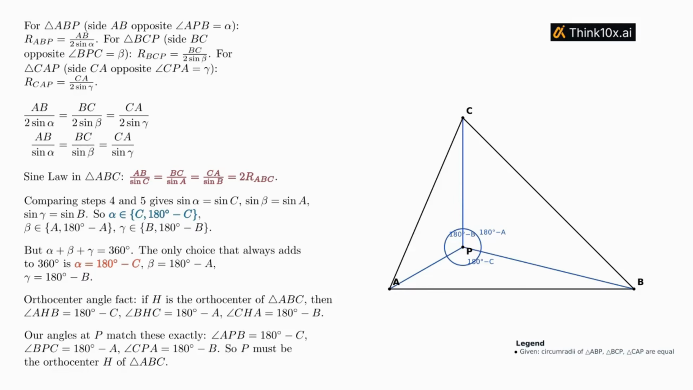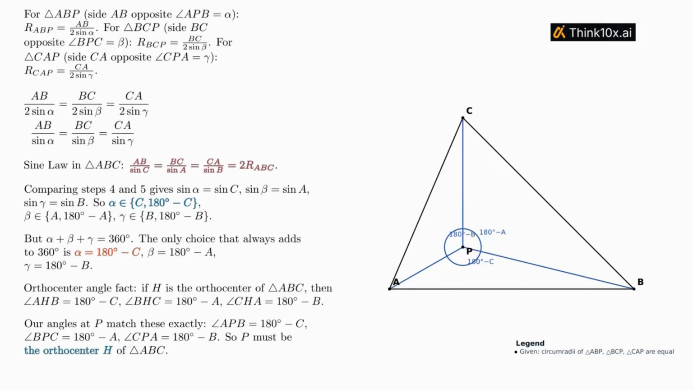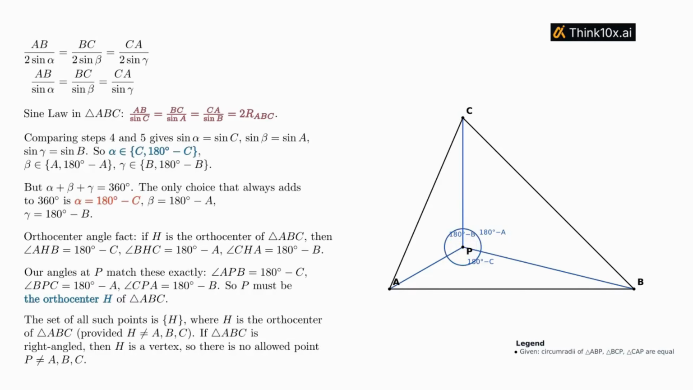This identifies the unique point P that satisfies all three equal circumradius conditions. So the only point that works is the orthocenter of triangle ABC, as long as it is not one of the vertices. If triangle ABC is right-angled, the orthocenter is actually a vertex, which the problem forbids. So then there is no valid point P.